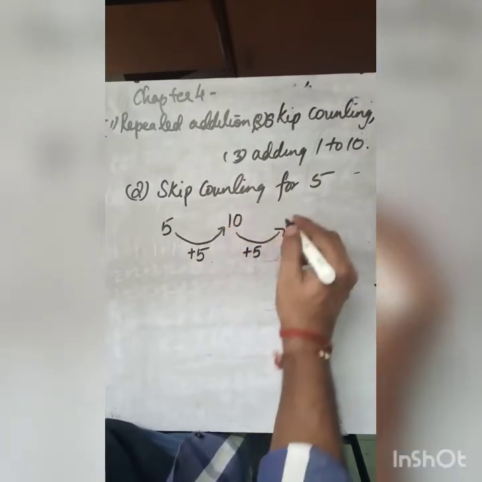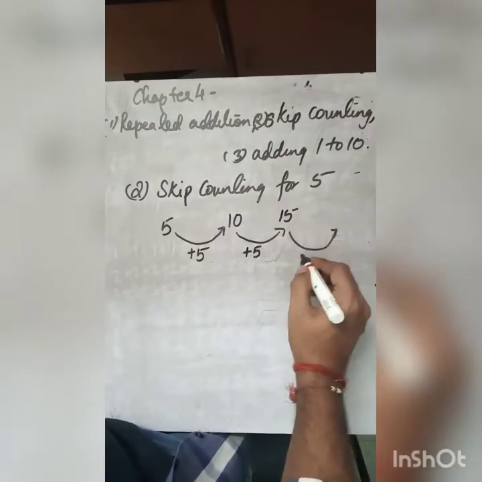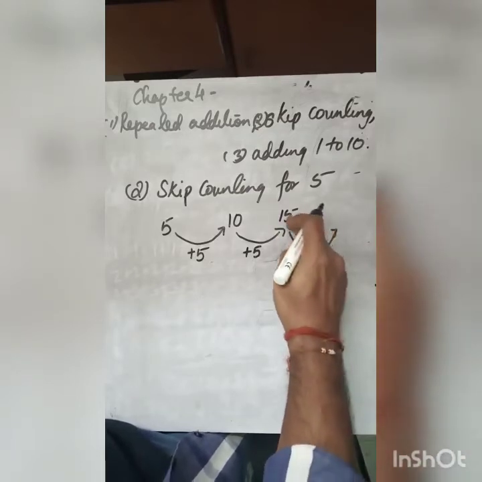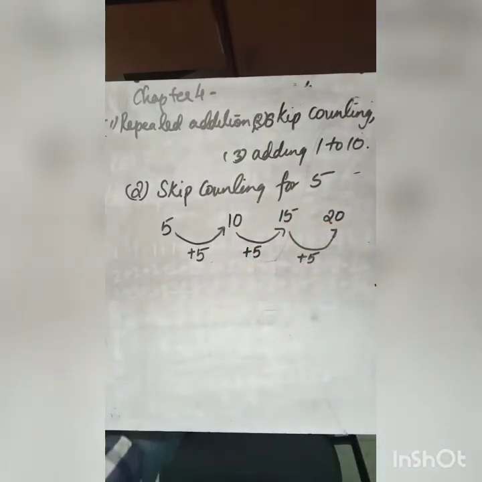So 10 plus 5 will give me the answer 15. ऐसे ही मैं skip करके जब मारूंगा तो वापस plus 5 हो जाएगा. 15 plus 5 will give me the answer 20. Clear? So this is what we call skip counting.